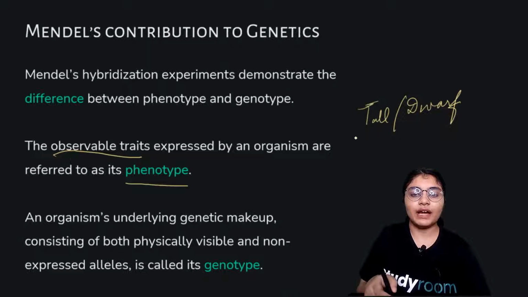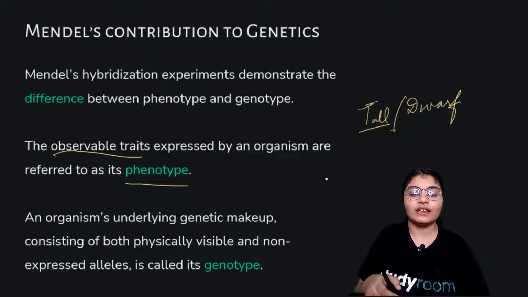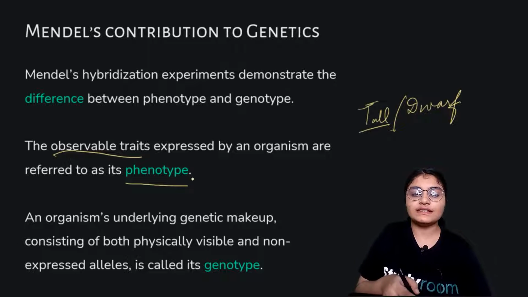When you see the plant, you can just get to know that this is a character of the plant. If a plant is tall, you can just see and say that this plant is tall. If the flower color of the plant is purple, you can just see and say that this plant has purple flowers. And if the plant has white flowers, you can see with your naked eyes and say that this plant has white flowers. So these characters are generally the phenotype.